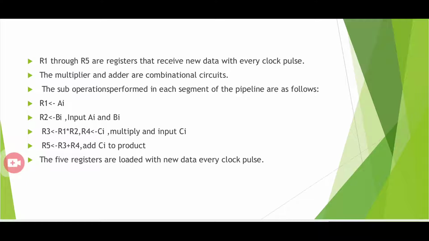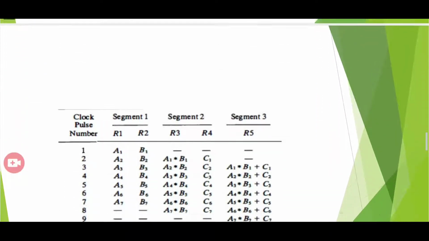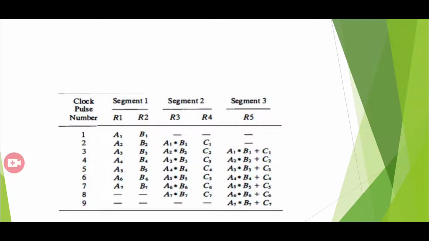And what are the sub operations performed for this instruction? First Ai and Bi should be input into the R1 and R2 registers. Then you perform a multiplication, along with the Ci content transferred into R4. Then you can perform an addition using R3 plus R4, and it will be stored into R5. So there are 5 registers used along with 2 combinational circuits, the adder and the multiplier. Clear? Then how is it performed in the pipelining mechanism.